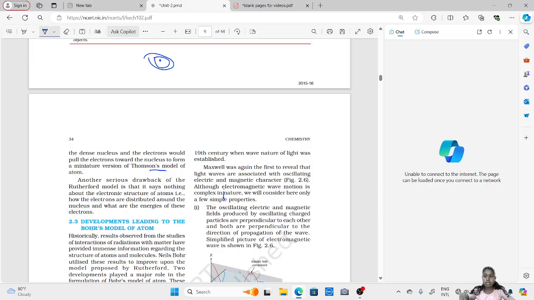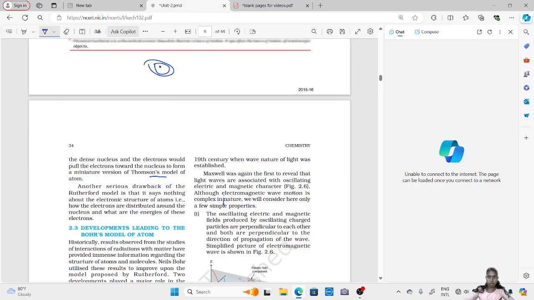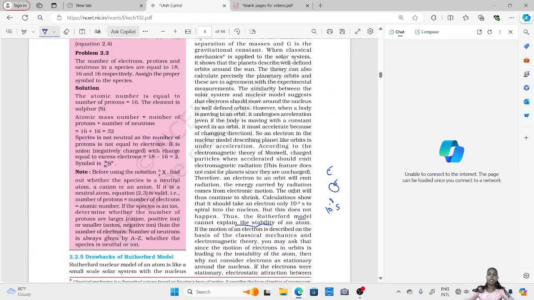Another serious drawback of Rutherford's model is that it says nothing about the electronic structure of atoms, that is, how the electrons are distributed around the nucleus and what the energies of these electrons are. Rutherford didn't mention anything about the electronic structure of the atom. It can't be a random distribution. There should be some distribution criteria, right? He didn't describe any of those criteria, and the energies of these electrons are not mentioned. These are the drawbacks of Rutherford's model, which led to Bohr's model.